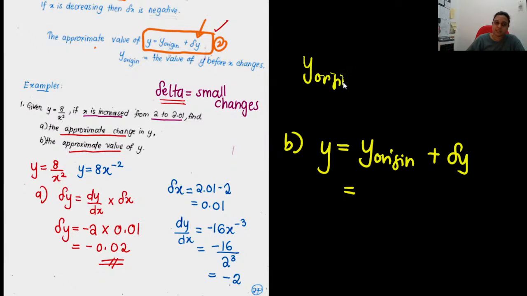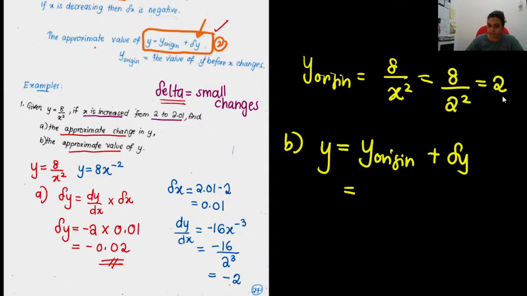The original one is 8 over x squared, isn't it? You substitute the x value as 2 first. Take the original value of 2. 2 squared is 4, and 8 over 4 gives you 2 also. So y original is 2.